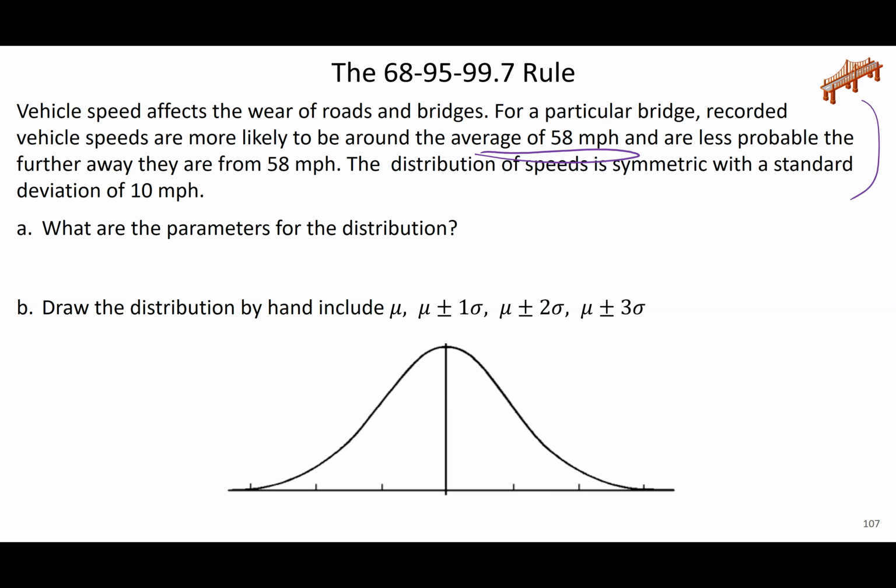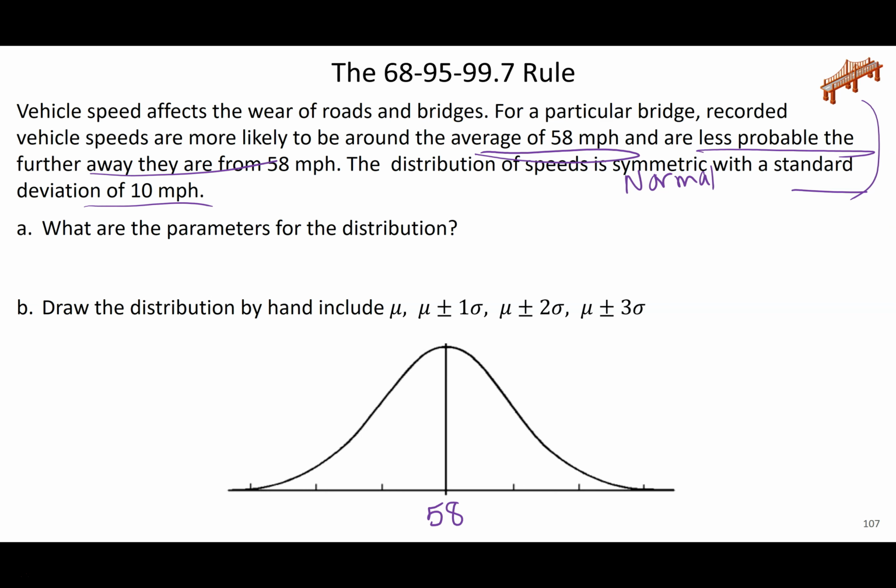And so it's less probable the further away. So one thing to think about is my average is 58, and it's less probable further away. So as you can see, the peak is here. This is where the highest probability is. But as you go further out, the probabilities get smaller and smaller. So that's one way we would describe it. And the distribution of speeds, we're going to even assume it's normal, not just symmetric, with a standard deviation of 10 miles per hour.